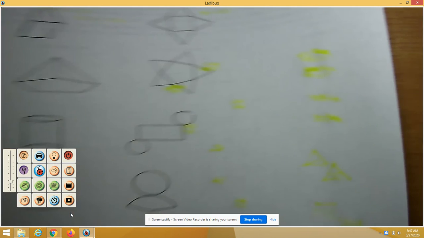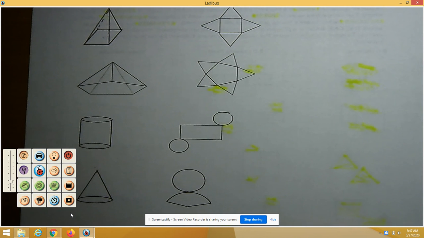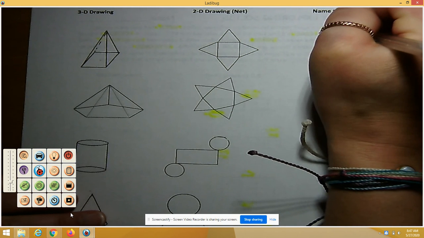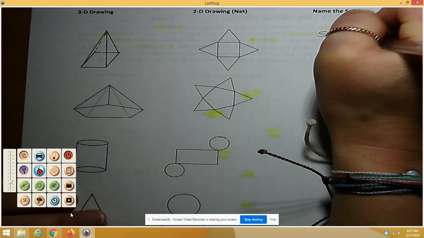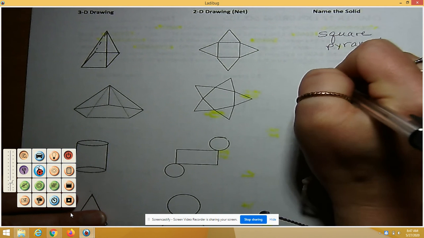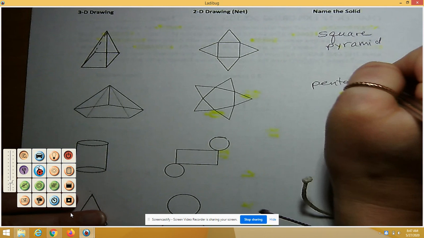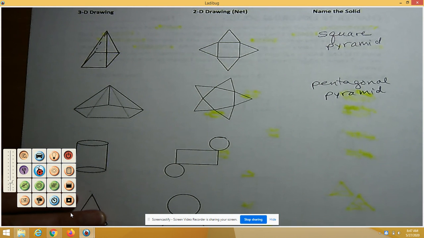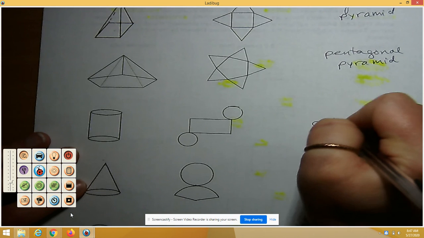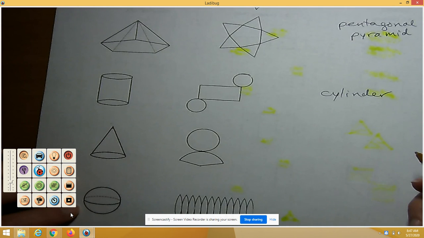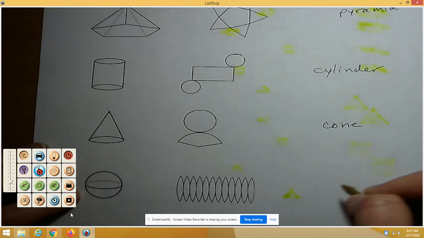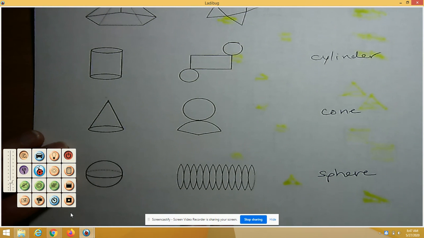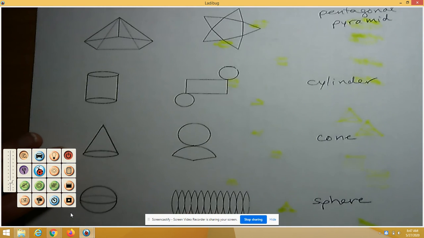Now on this side, I have another two polyhedrons with these pyramids. So this one is a square pyramid. This one is a pentagonal pyramid because the base is a pentagon. My highlighter has bled through. This one's a cylinder. This one's a cone. And then this one's a sphere. You can see the corresponding net, and we're going to be using the concept of a net to do our surface area in the next video.